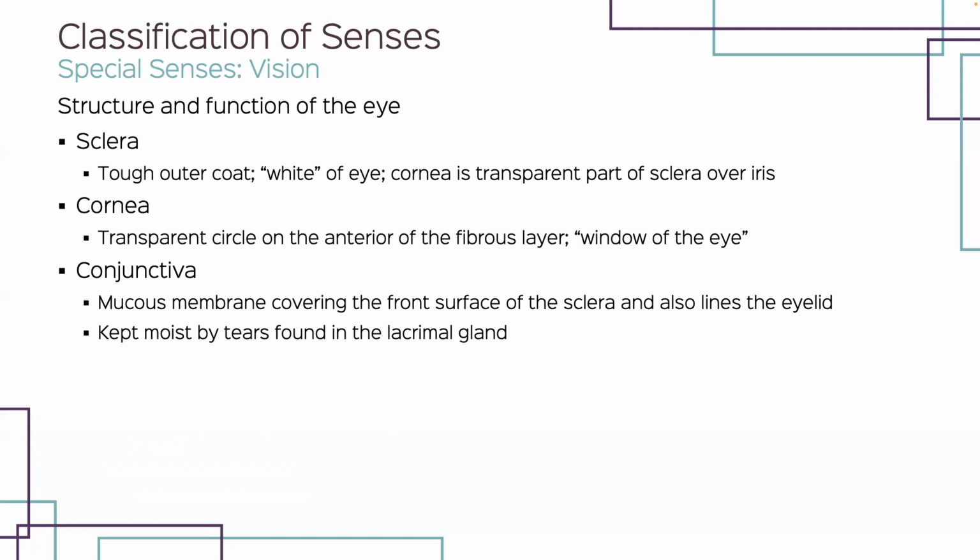The fibrous layer is going to be composed of the sclera, the white part of the eye, which is made up of dense bundles of collagen fibers, and then the cornea, which is the transparent circle on the anterior fibrous layer, sometimes called the window of the eye. A mucous membrane known as the conjunctiva will line the eyelids and cover the fibrous layer in the front. The blood vessels that you see on the surface of the sclera actually belong to the conjunctiva. So when the conjunctiva is inflamed, it's known as conjunctivitis, and it's typically caused by a bacterial or viral infection, allergy, or environmental factor.